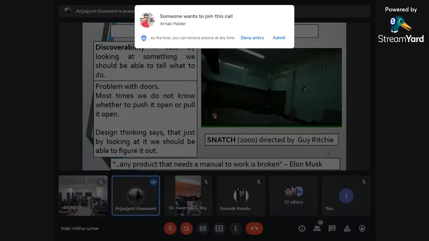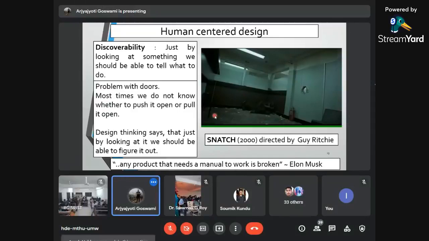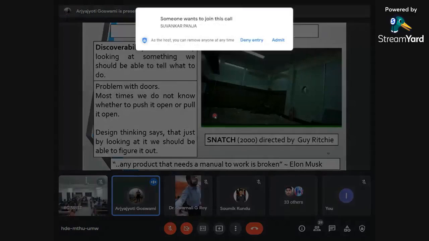Design thinking has a few features. The first one is called discoverability. Discoverability means if you are designing a product or a solution, just by looking at it, you should be able to figure out what is to be done. For example, for giving this PPT, I came with my laptop. My laptop has an attached power wire. Just by looking at the power wire, I know which port to connect to the electrical outlet, which side connects with my laptop, and so on.